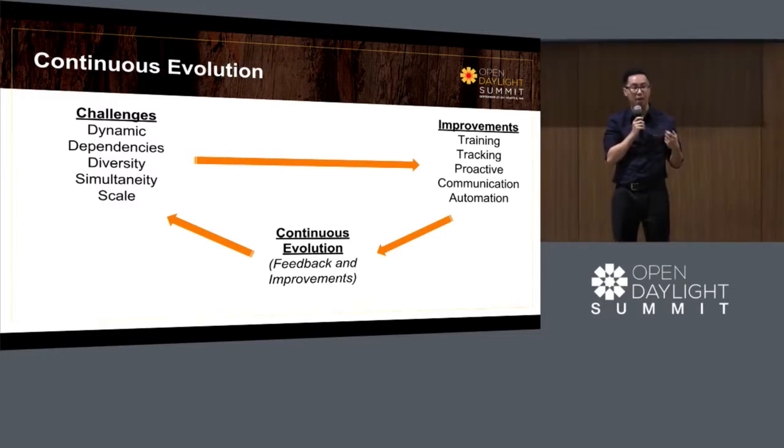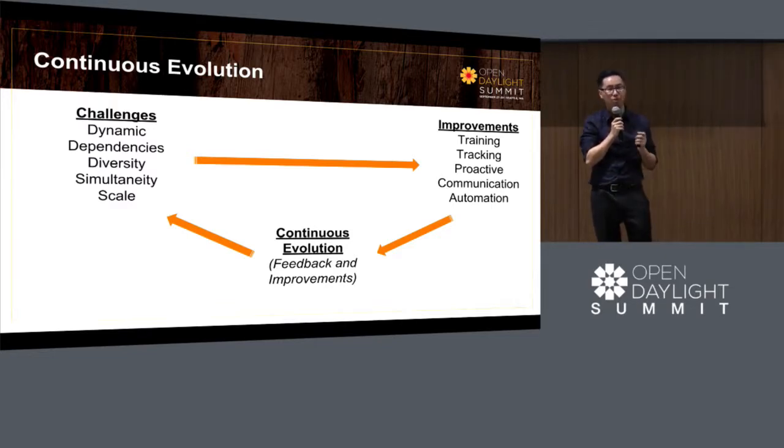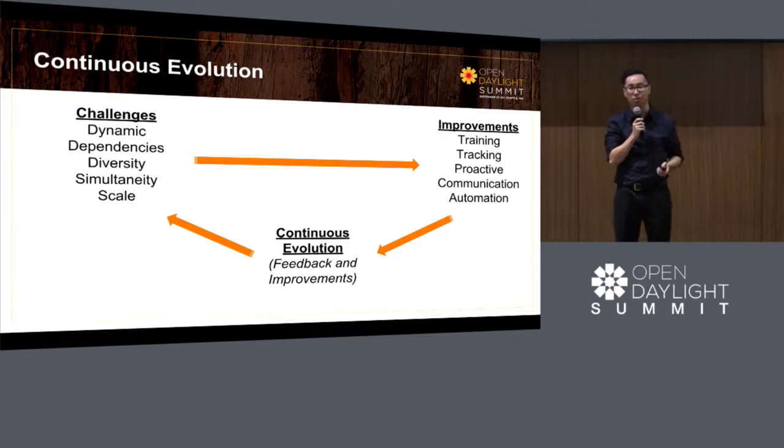OpenDaylight is also very diverse, like I said, that we have different types of developers, new and old. We have projects that are big and small. We have projects that are more mature, some that are relatively new to open source. So there's definitely problems with trying to manage all of that. And the other thing is scale. How do you scale OpenDaylight as it continues to grow?